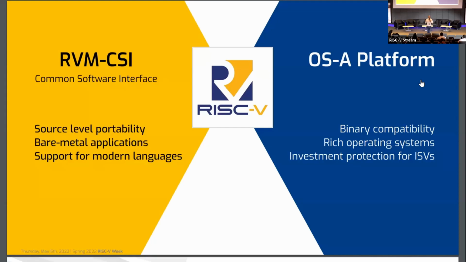So what we're doing in platforms is really not one platform, we're doing two platforms. We're doing an embedded platform, RVM CSI. Think of it as an abstraction layer for microcontrollers, for your peripherals. And we're doing OSA, which has as an intermediate step that SEE, which is your rich operating system platform. The goal on the one hand is source code compatibility, and on the other side, we're aiming towards binary compatibility.